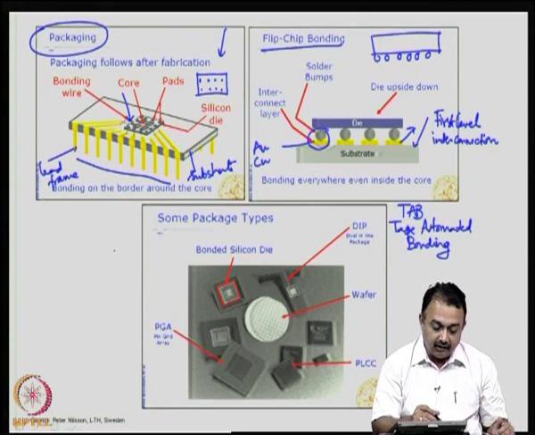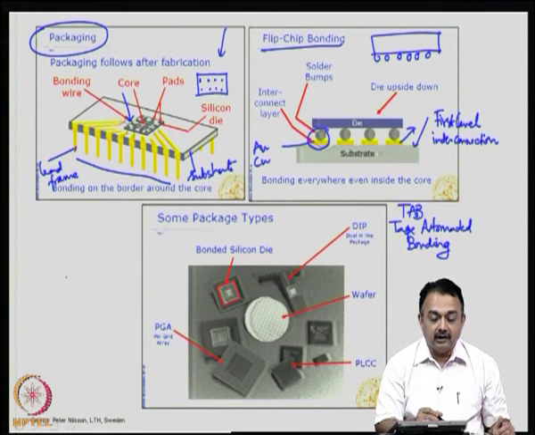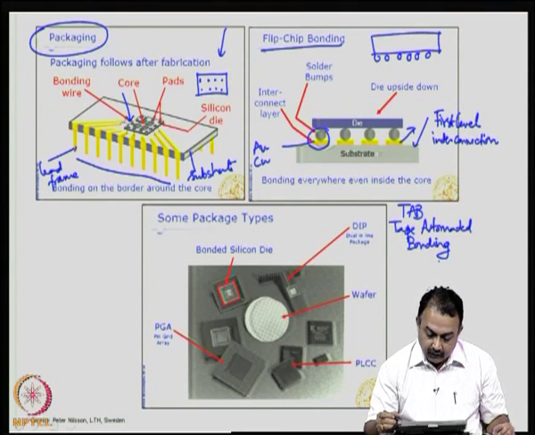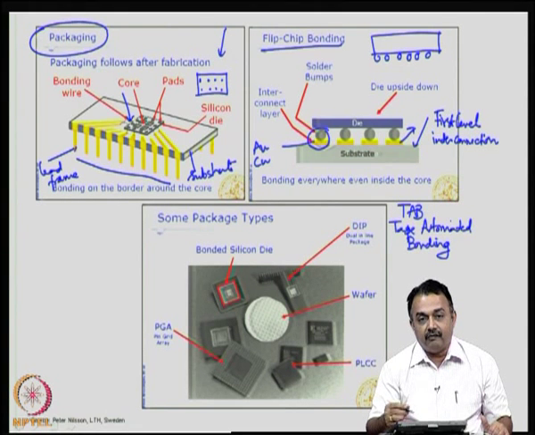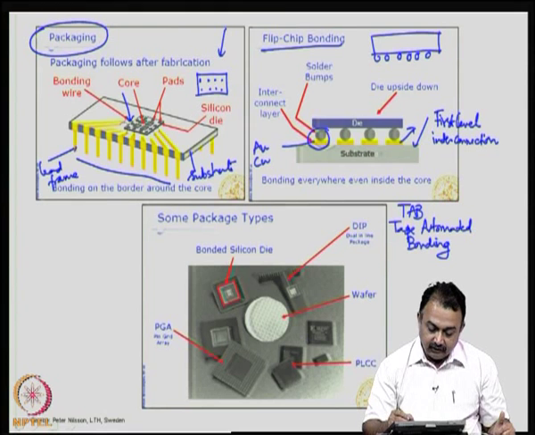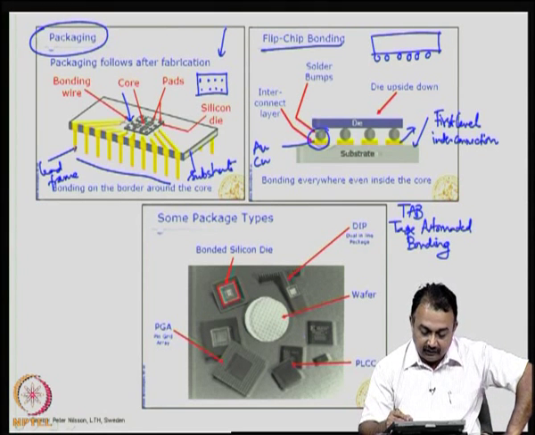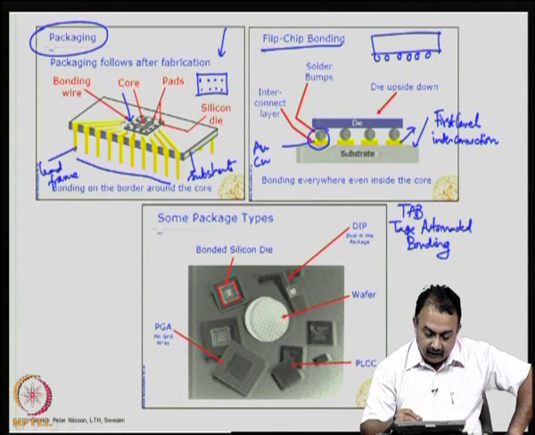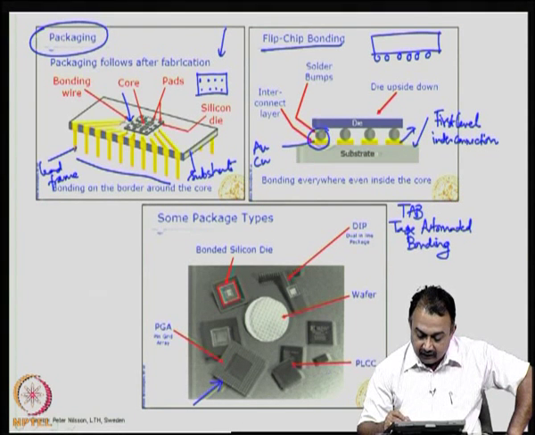What I have described here is a wire bonding process and a flip chip bonding. So, once these first level interconnections are done, you get packages. In the picture below, from the wafer you see a DIP package, you see a bonded silicon die onto a substrate, you see a pin grid array here at the bottom, and then packages like plastic leaded ceramic chip carriers, PLCC and so on.